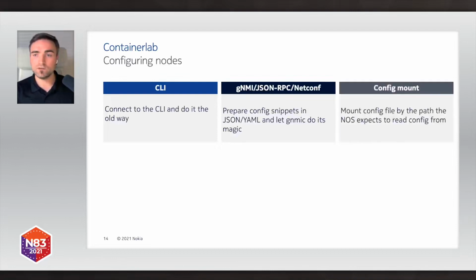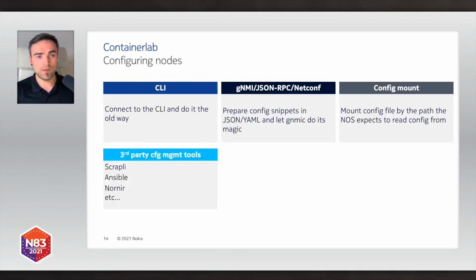You can also use the configuration mounts. Because you work with containers, you can mount or bind mount a file from your local system towards the container process, and you will be able to access these files and make them work as the startup configuration, for example. You can, of course, use some configuration management tools such as Scrapli, Ansible, Nornir, or your custom Python scripts, because you have network access to the nodes right out of the box when you deploy the lab.